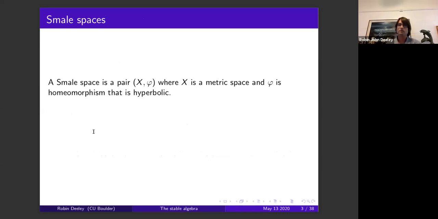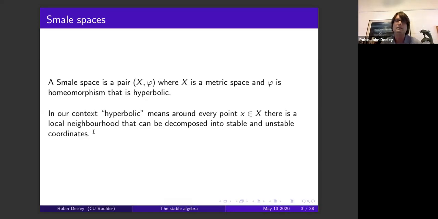Let's go into briefly what a Smale space is, and then we'll get to our examples. So we're going to be studying topological dynamical systems. We're looking at a metric space X, and there's going to be a homeomorphism on it, and we want to put some restraints on the behavior that we're seeing from that homeomorphism. So I'm saying it's hyperbolic. I'll be a little bit more precise in the next statement, but we're not looking for a precise definition here. We're just looking for a feel.